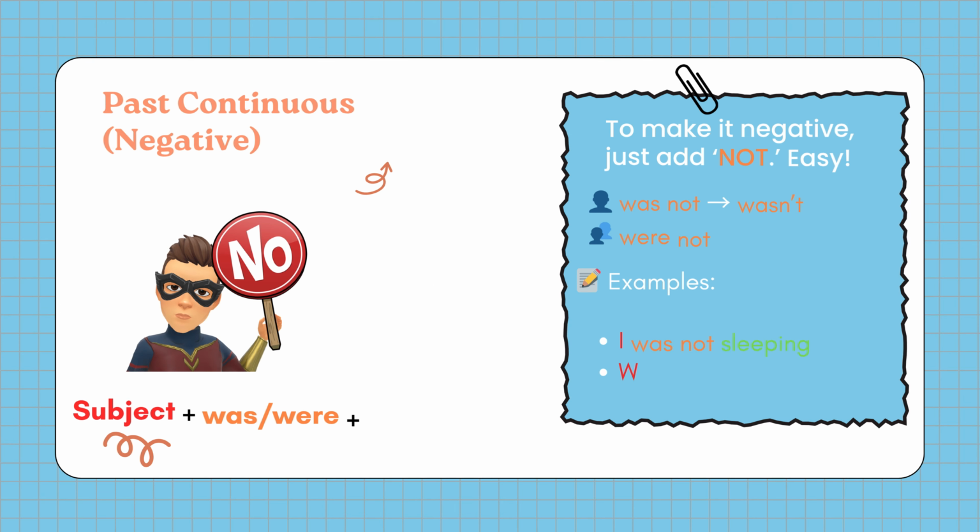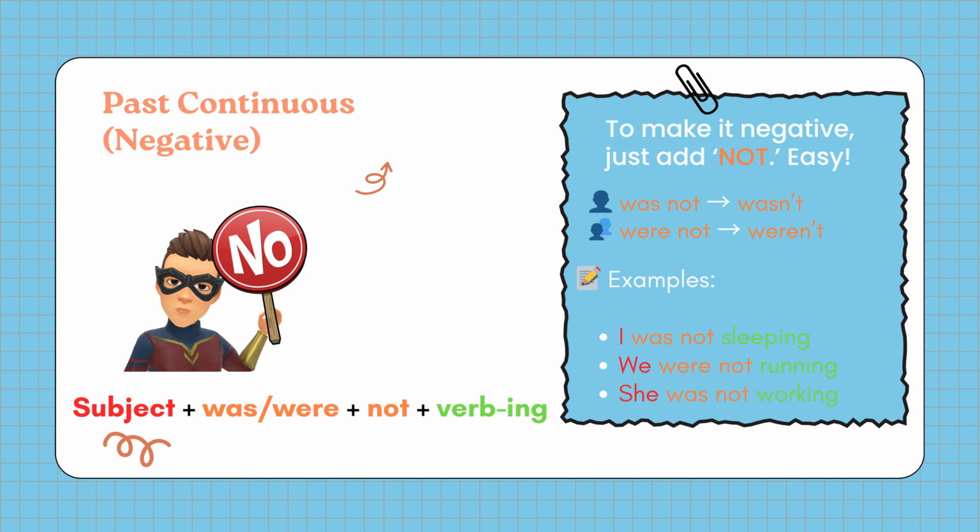Let's look at how to make sentences negative in the past continuous. We use subject plus was or were plus not plus verb-ing. Examples: I was not sleeping. We were not running. She was not working. Now the shortcut: was not becomes wasn't, were not becomes weren't. These contractions help us sound more natural when speaking. Next, we'll explore how and when to use them confidently.